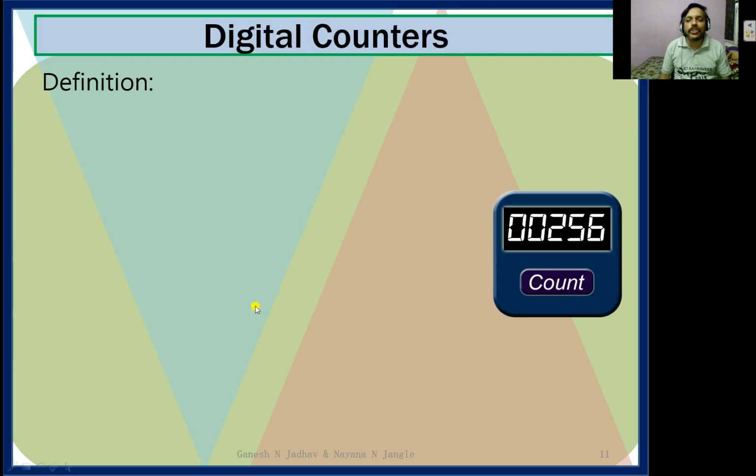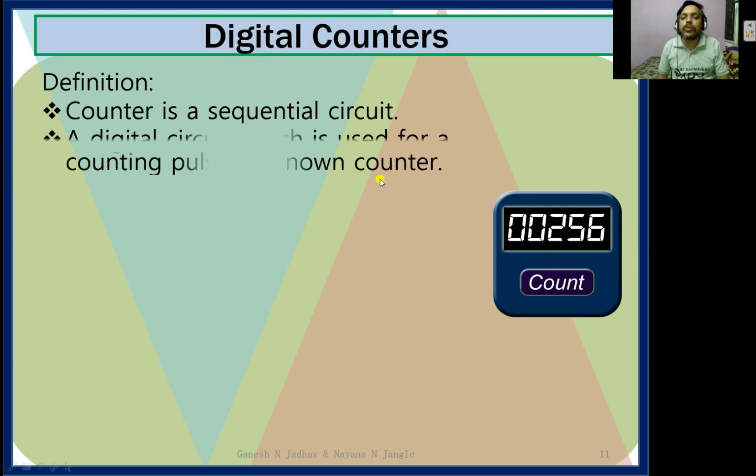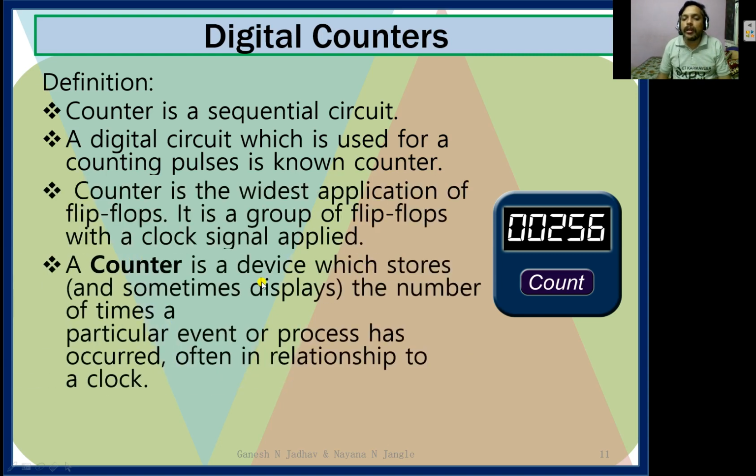Let us understand what a digital counter is. You might have come across various types of counters. Here one type of counter is shown to you, which is counting something. What it actually counts defines the counter. A counter is a sequential circuit which is used for counting pulses. It is counting the number of clock pulses, then it is called a counter.